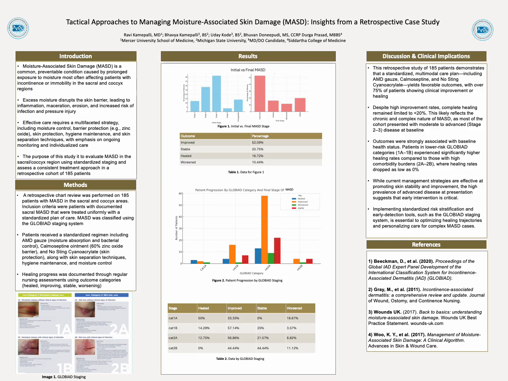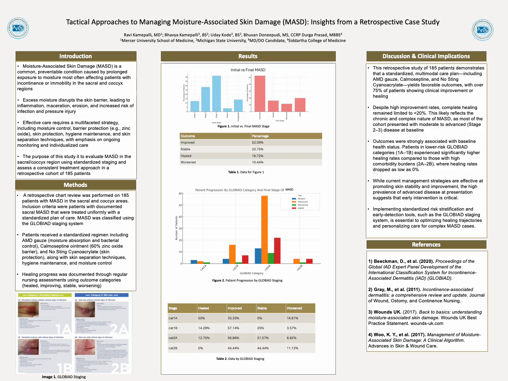So our standardized treatment protocol focused on 3 critical pillars. The first one is to enable moisture absorption and to control bacterial spread. We used AMD gauze. For barrier protection, we applied Comoseptin ointment, which provides a high concentration 60% zinc oxide barrier. And for advanced skin protection, we utilized no-sting cyanoacrylate. We combined these products with rigorous hygiene maintenance and skin separation techniques. Healing progress was then documented through regular nursing assessment using standardized outcome categories ranging from healed to worsened.